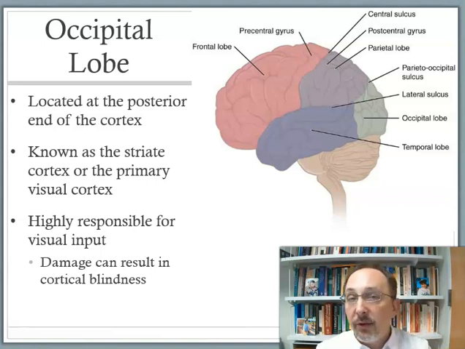If you have damage to your occipital lobe, you could have perfectly functioning eyes and connections to your thalamus. But if your occipital lobe is damaged, you can have what is called cortical blindness. Sometimes people are blind due to cataracts, due to eye damage. In this case, it's the brain that is damaged that is causing this cortical blindness.